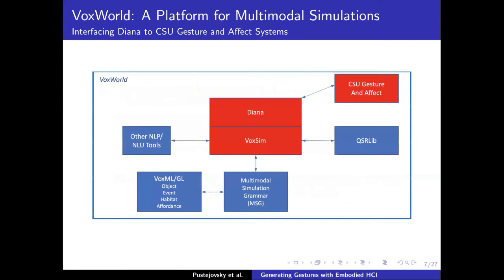The platform architecture for VoxWorld involves the IVA Diana, for example, linked to the rendering engine within Unity, interfacing with the multimodal simulation grammar, the object and habitat affordance reasoning system, other natural language and NL tools, along with various types of qualitative reasoning libraries, and then finally interfacing to a gesture and affect system.